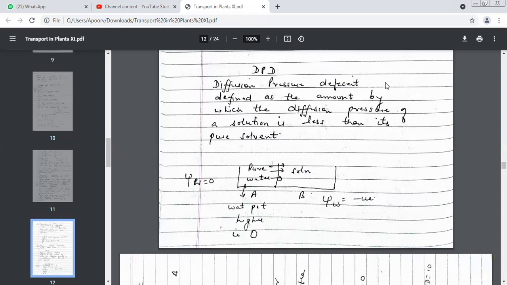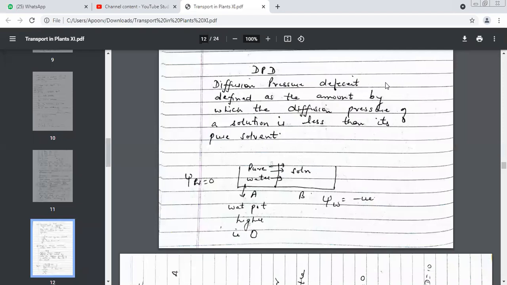Solution का pressure, pure solvent के pressure से कितना कम है? That is diffusion pressure deficit. किसका कम होता है बेटा? Solvent or solution? Solution. तो कितना कम होता है? That is what we call as DPD.